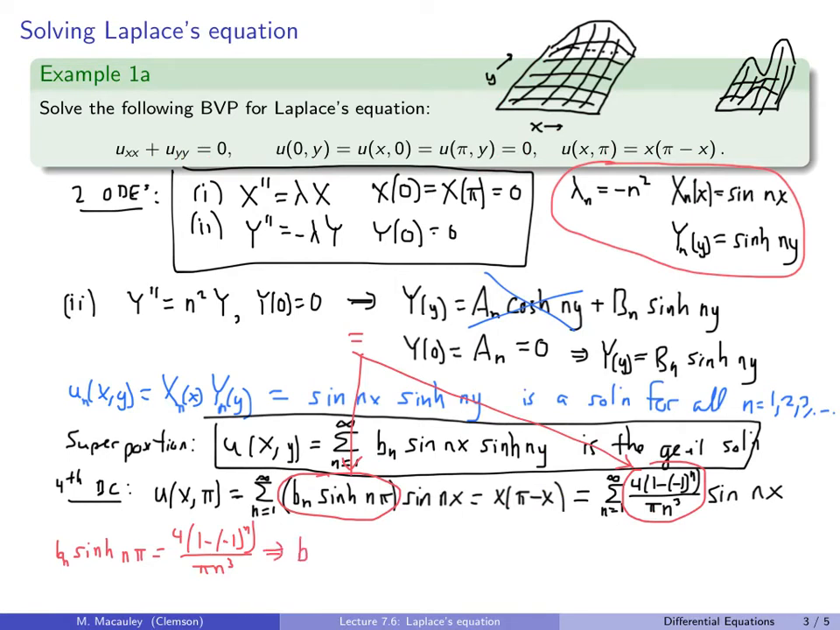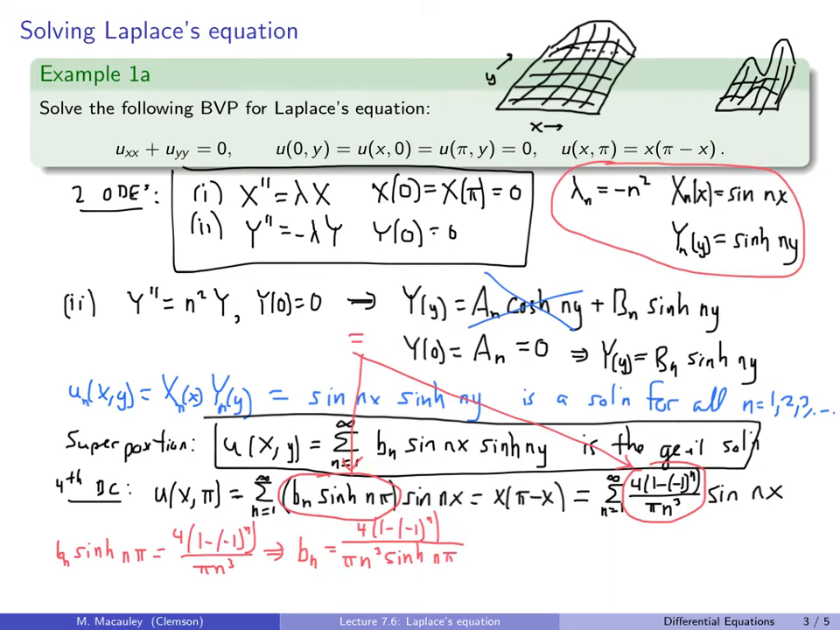In other words, Bn equals, let's do the bottom first, because I don't know how wide that's going to be, pi n cubed sinh of n pi, and the top of that is going to be 4 times 1 minus negative 1 to the n. So this is our Bn. So in other words, our particular solution is this thing right here, where Bn is equal to this creature.